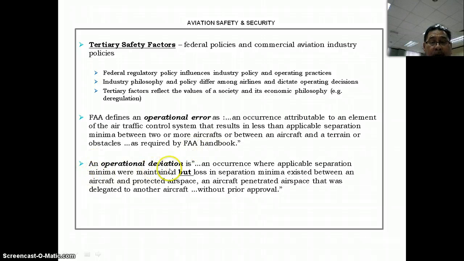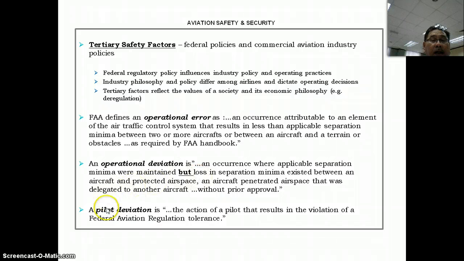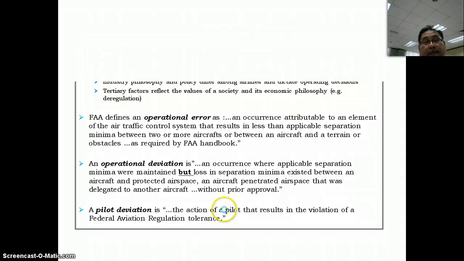An operational deviation is an occurrence where applicable separation minima were maintained, but loss in separation minima existed between an aircraft and protected airspace. An aircraft penetrated airspace that was delegated to another aircraft without prior approval. A pilot deviation is the action of a pilot that results in the violation of a federal aviation regulation tolerance.